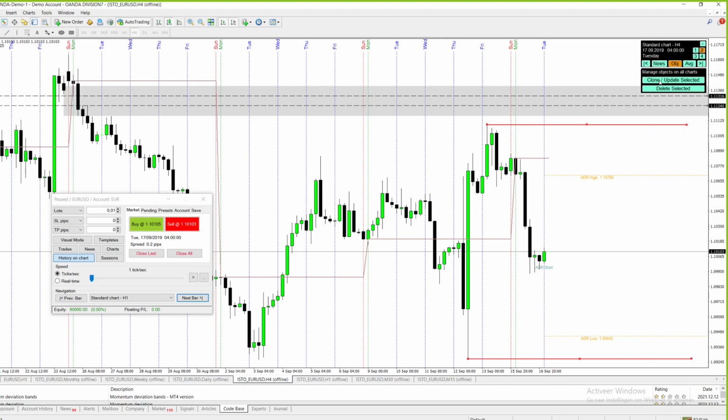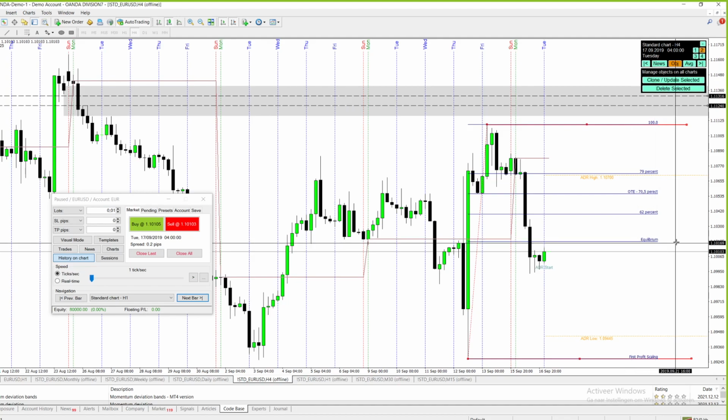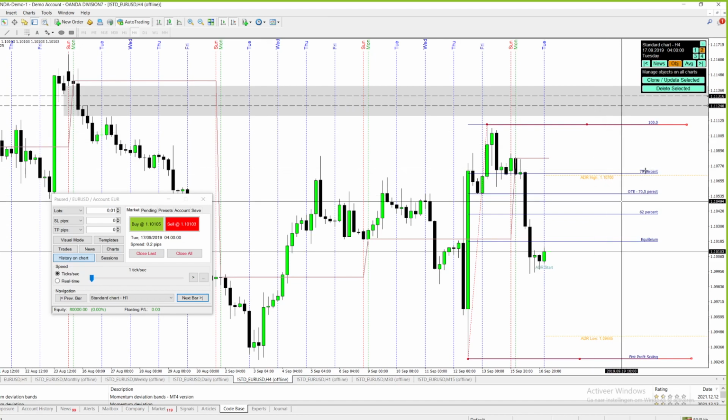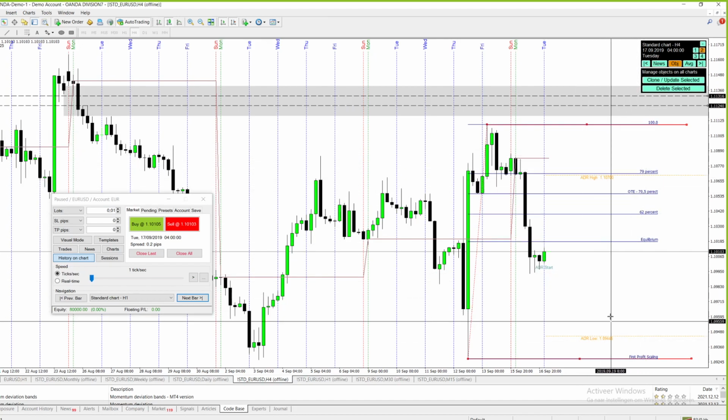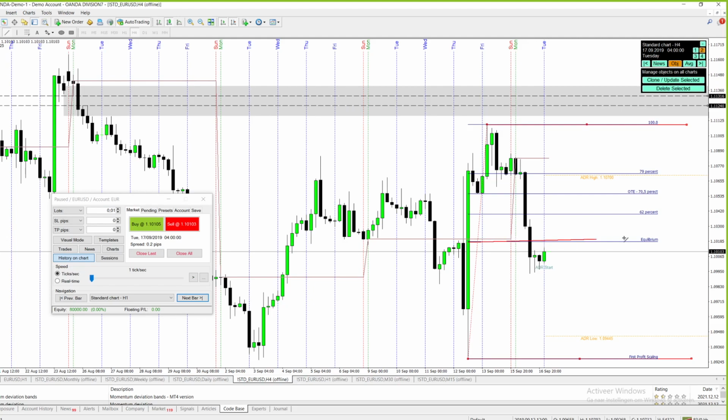So we want to identify the premium and the discount levels. So with a FIB tool, you can easily do it. Just do the FIB tool, and then equilibrium is the center point of this range. So everything above the equilibrium point is a sell, and below it is a buy. So let's get that midway point.